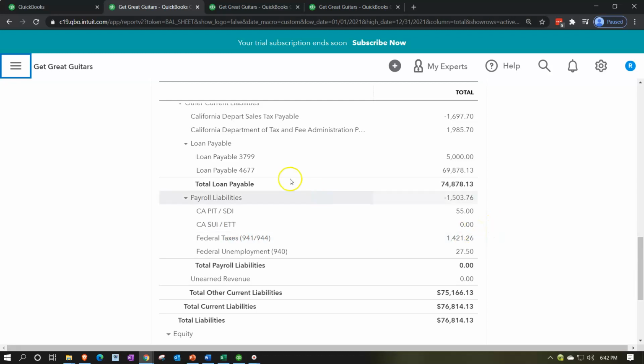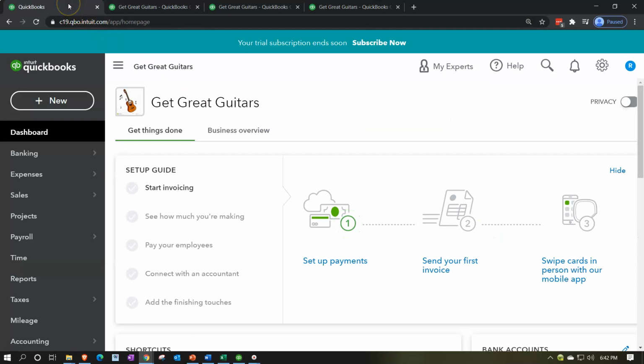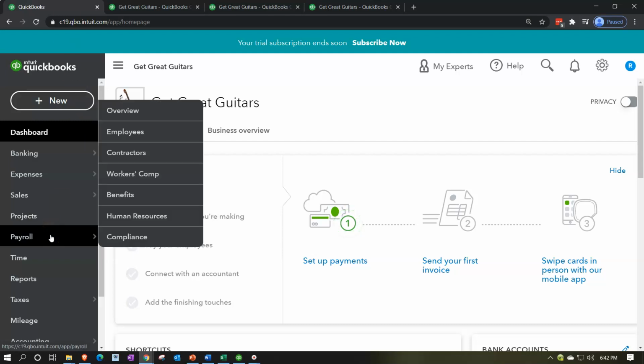So let's try to do this in two ways. I'm going to go to the first tab, and one of our two employees I'll try to process through the QuickBooks system, and the second one we'll try to do on a manual system as if a third party was helping us with the payroll.